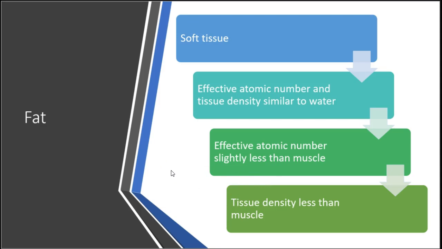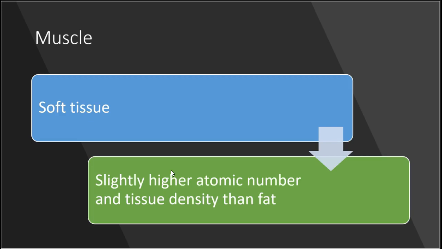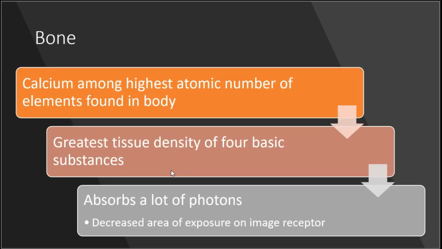Effective atomic number and tissue density similar to water, and its effective atomic number is slightly less than muscle, so it's not going to absorb as much as muscle. And the tissue density is less than muscle, so it's not going to absorb as much as muscle. Muscle is a soft tissue with a slightly higher atomic number than fat, so it's going to absorb more. It's going to give you a lighter shade on your IR.